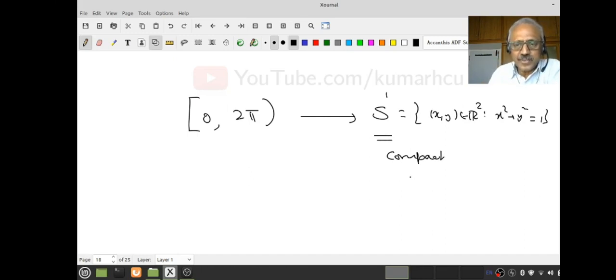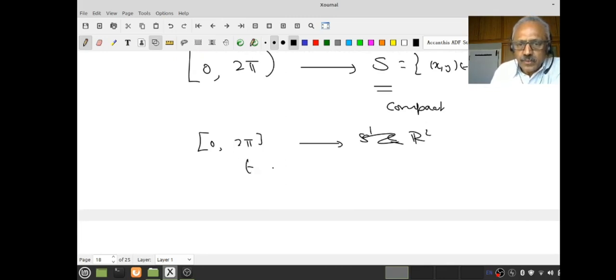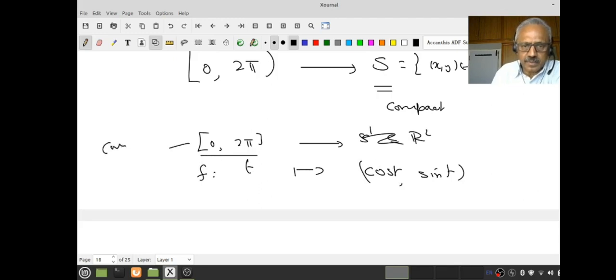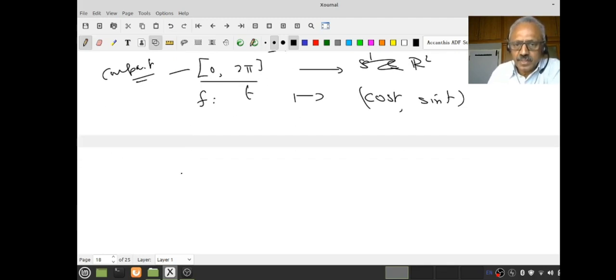How it's compact, that we have seen, because let us look at the map from 0 to pi to S1. This is a subset of R2. The map is t going to (cos t, sin t). This is a continuous function, and this domain we know is a compact subset of R, therefore its image, f of 0 to pi, is S1. Therefore this is a compact subset of R2.